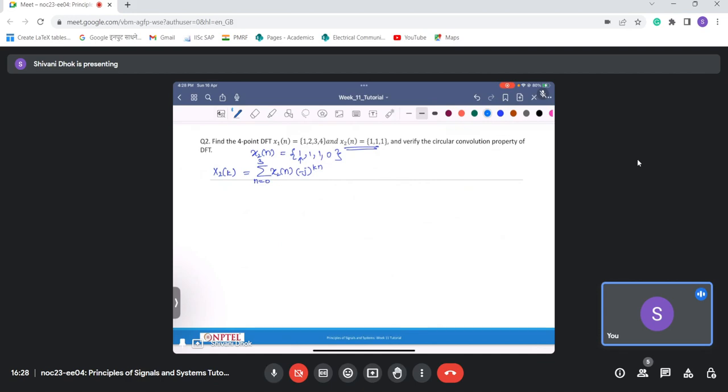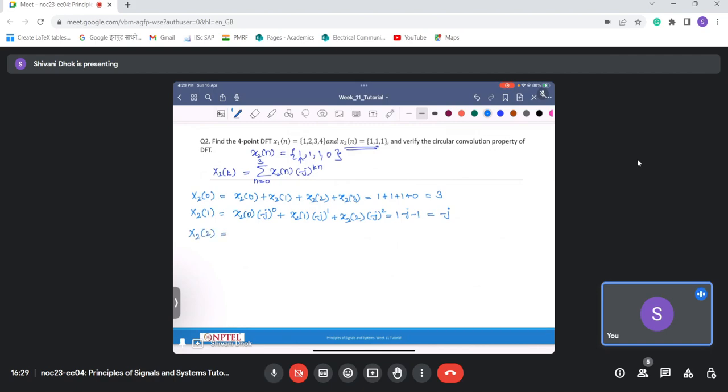So we'll repeat the same thing that we had done previously. So this x2 of 0 is equal to x2 of 0 plus x2 of 1 plus x2 of 2 plus x2 of 3, which is equal to 1 plus 1 plus 1 plus 0, which is equal to 3. Then this capital X2 of 1 is equal to x2 of 0 into minus j to the power 0 plus x2 of 1 into minus j to the power 1 plus x2 of 2 into minus j to the power 2, which comes out to be 1 minus j minus 1, which is equal to minus j.